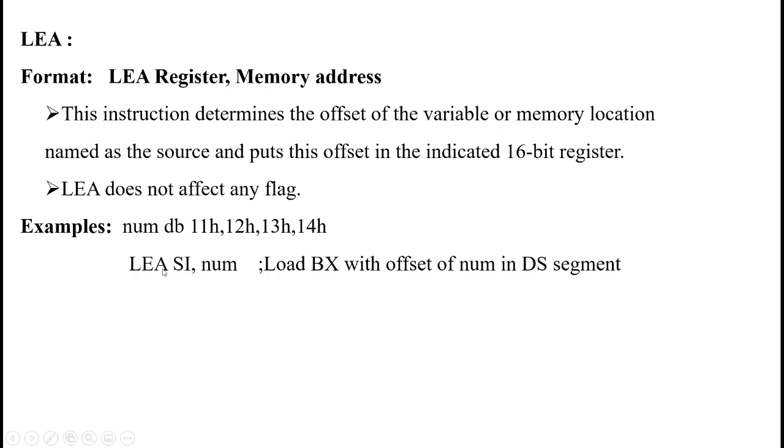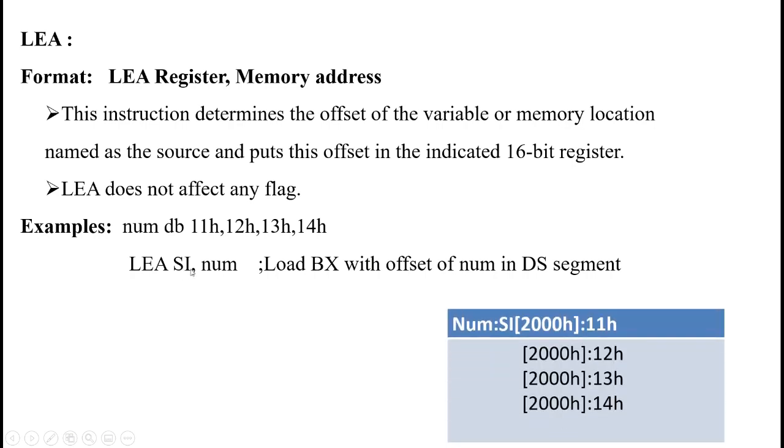It loads the effective address of NUM to SI. So why is it SI here? It is 16-bit, and the address of NUM is always a 16-bit address. So that address is loaded into the SI location. You can use any register here instead of SI also. You can use the DX register, or the DI register. Like that we can use different 16-bit registers in the destination operand.